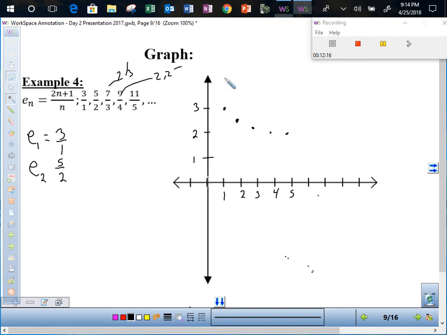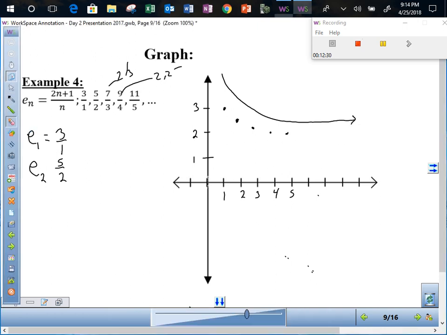So we need to try to decide what this thing's approaching. Ask yourself real fast, is it approaching 0 in this case? And the answer is going to be no. If you see it, it's approaching 2. Now let me show you this.